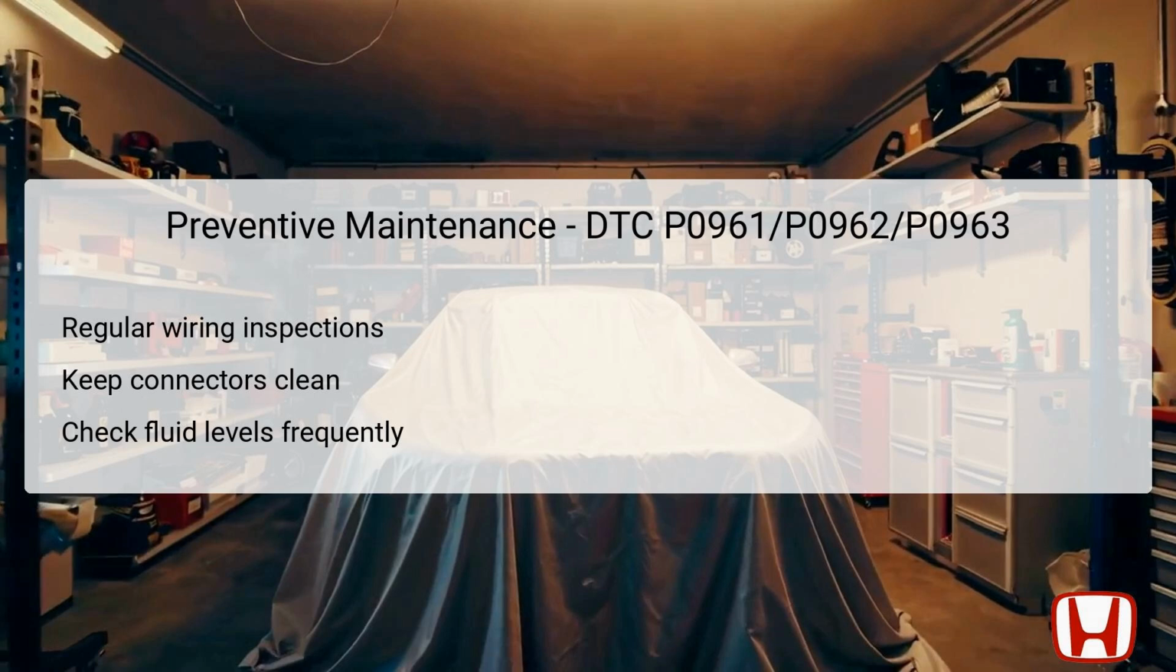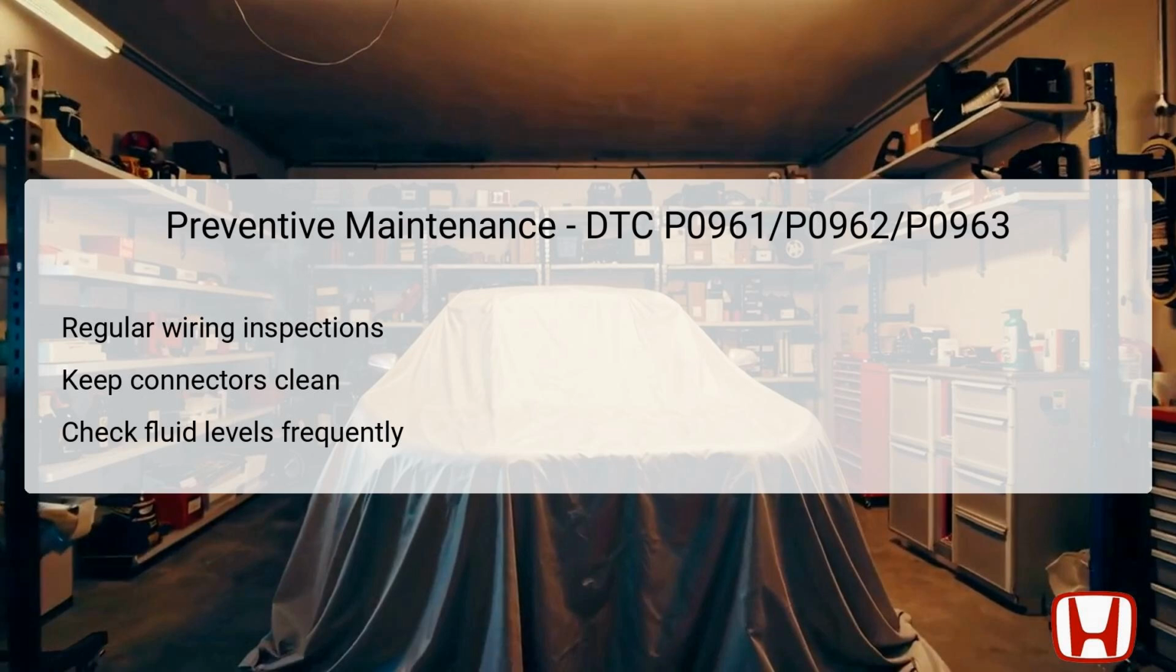Preventive maintenance plays a crucial role in safeguarding the integrity of the automatic transmission system and avoiding future occurrences of DTCs such as P0961, P0962, and P0963. Regular inspections of the wiring associated with the AT clutch pressure control solenoid, valve A, can help in identifying potential issues before they escalate. It's also essential to maintain clean connectors, as corrosion or dirt can effectively disrupt electrical signals and lead to performance failures.